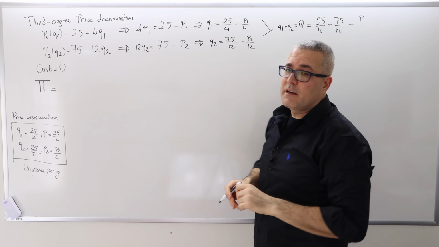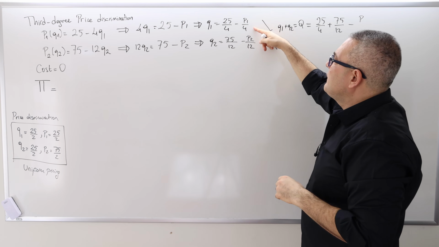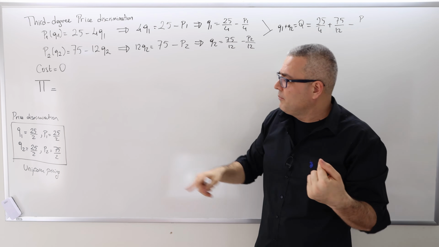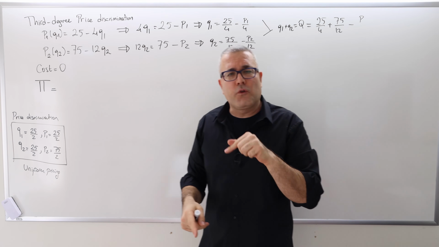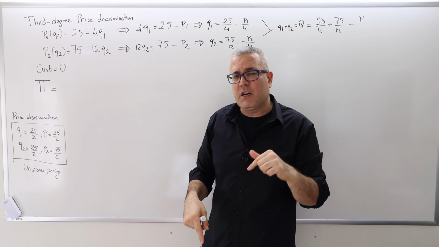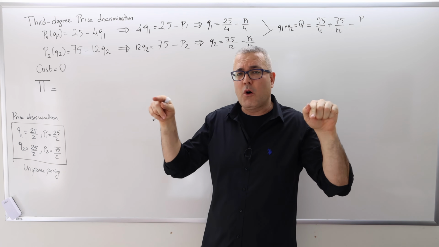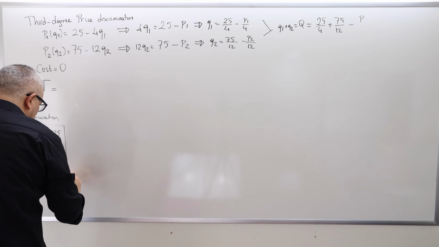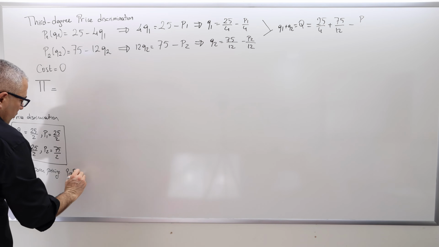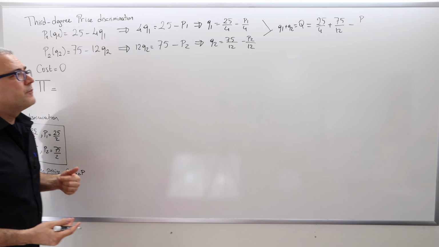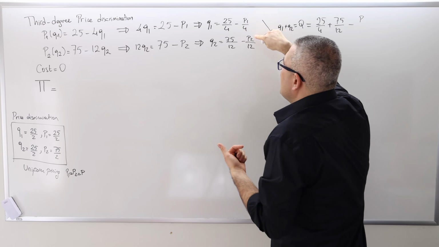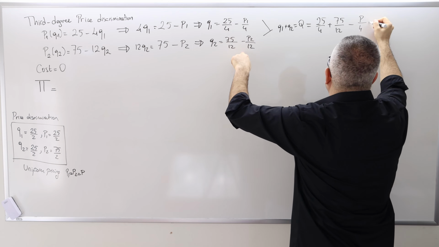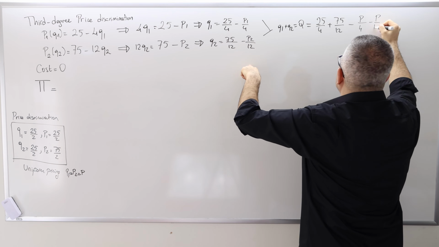Okay, so here you don't need to write P1 over 4, P2 over 12. Why is that? Well, because we are looking at the uniform pricing case, the monopolist will charge the same price across all the groups. Right? So that's basically the case where P1 equals P2, which we denote as P. All right? So therefore, whenever I see P1 or P2, I'm just going to put P. So that's going to become P divided by 4 minus P divided by 12.